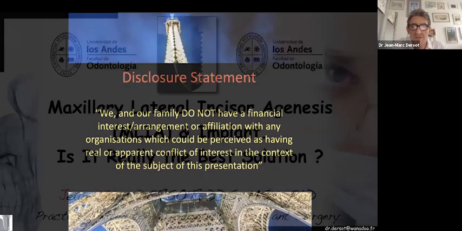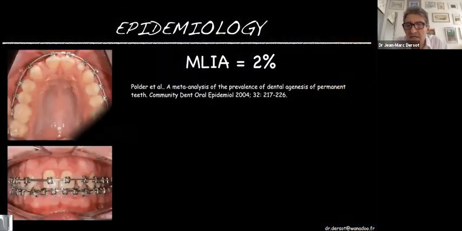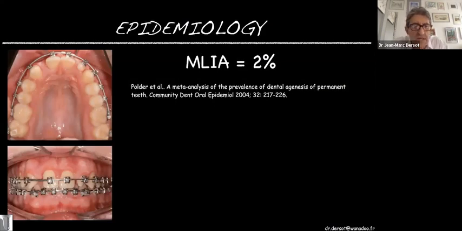So my lecture will be about the single loss of an anterior tooth in the upper jaw. I will begin with the example of the maxillary lateral incisor agenesis, but after, I will speak about all the anterior teeth of the upper jaw. Concerning the agenesis of the maxillary lateral incisors, in the general population, it is 2%. That means that among your patients, regularly, once, twice a year, maybe more, you will meet a patient with one agenesis of the maxillary lateral incisor and sometimes of the two maxillary lateral incisors.